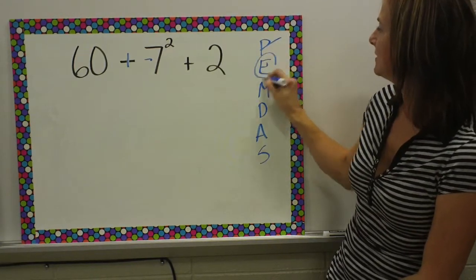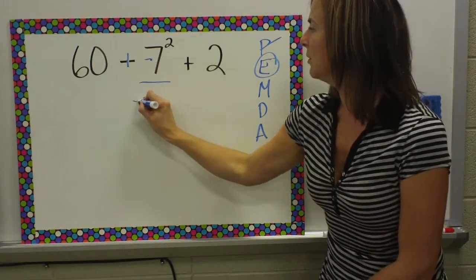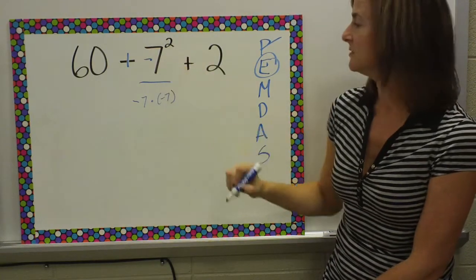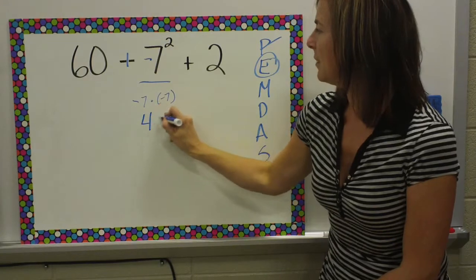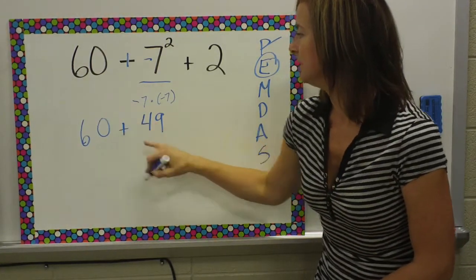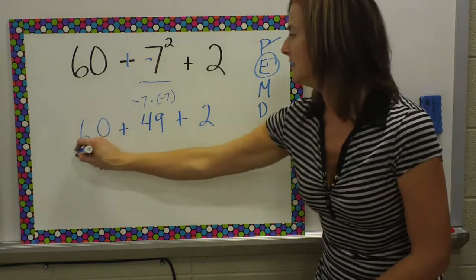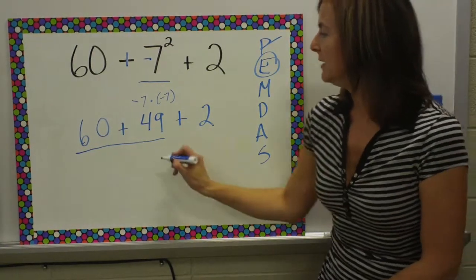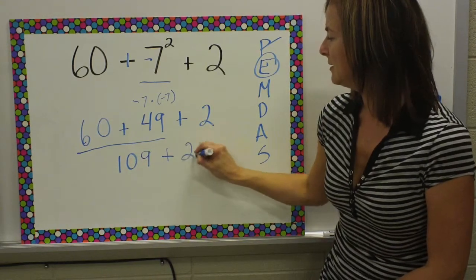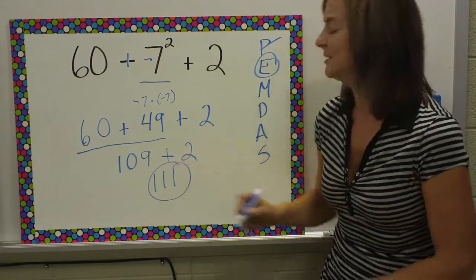There's no parentheses. There are exponents. So I have a negative 7 squared. I know that means negative 7 times negative 7. Two negative 7s. That leaves me with a positive 49. Bring down the rest of my problem. 60 and 49 and 2. Then I can just go through and add. 60 plus 49 is going to be 109. Bring down my plus 2, and that gives me a positive 111.